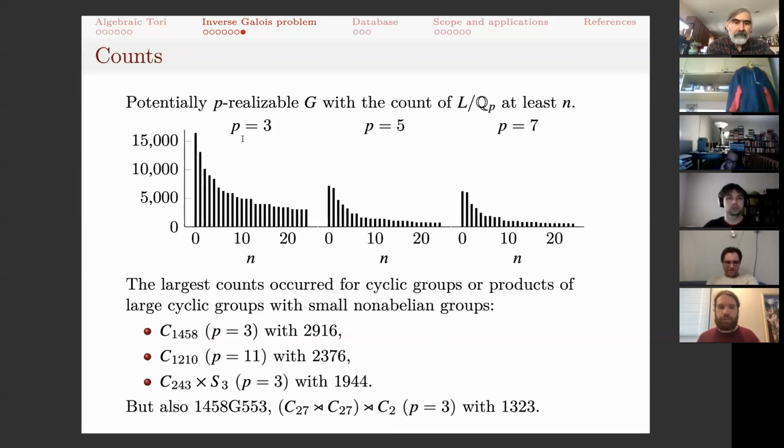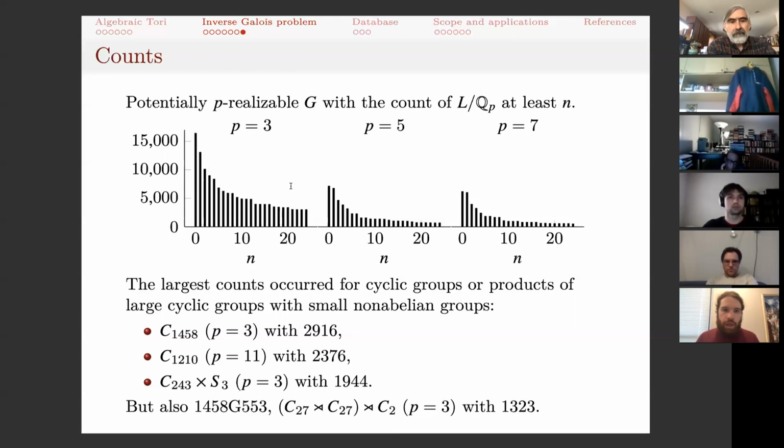What do these tables show you? For each prime p, I'm showing you how many groups G there are that are potentially p-realizable, and where the count of fields is at least n. The tallest bar on the left measures the total number of potentially p-realizable G. The drop from n equals 0 to n equals 1 is the things that are not p-realizable. The drop from n equals 1 to n equals 2 are the things that are p-realizable uniquely, so there's a unique Galois extension with that Galois group. And then you can see it goes down.